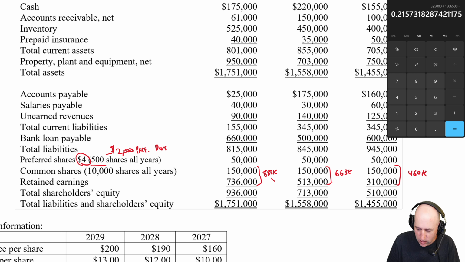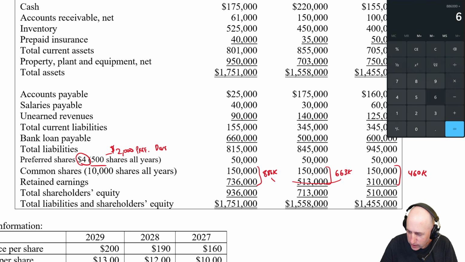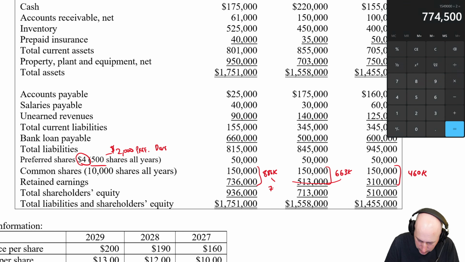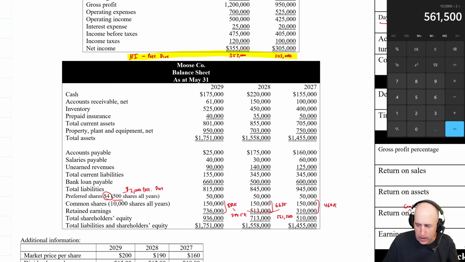Now we need averages. So let's average 663 and 886. 886,000 plus 663,000 divided by 2. The average is 774,500. And the year before, 663,000 plus 460,000, divided by 2, is 561,500. Whew. Okay, so that was a long journey to tell you we take the yellow number, net income minus preferred dividends, divide by the blue number, average common shareholders' equity, and let's do it.